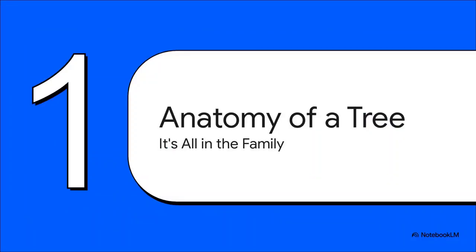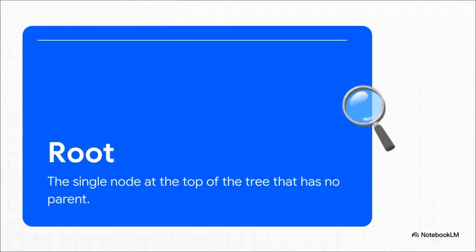Okay, so how does this structure actually work? Let's break down its anatomy, and we'll use that same file system analogy to make it super clear. Every tree has to start somewhere, right? And that starting point is called the root. It's the one single node at the very top that doesn't have a parent above it. In our analogy, this is basically the main drive on your computer, the C drive, the top-level directory where everything else branches out from.